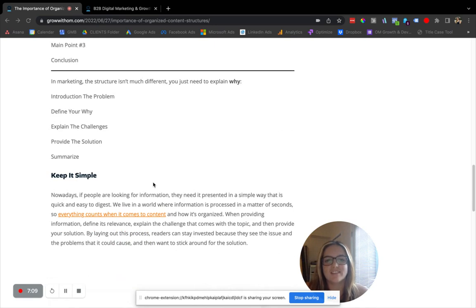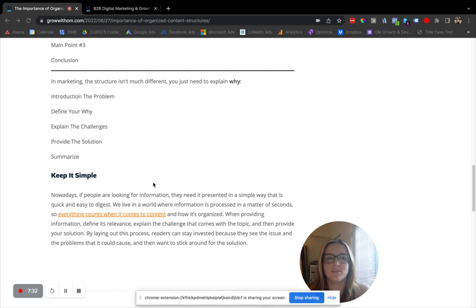Last piece of advice is really just keep it simple, especially in the B2B world or any sort of business world or any sort of company world for that matter. A lot of people just don't have the time and dedication that they once did in order to read these long form contents that we're putting out. So keeping it simple and straight to the point is really important.